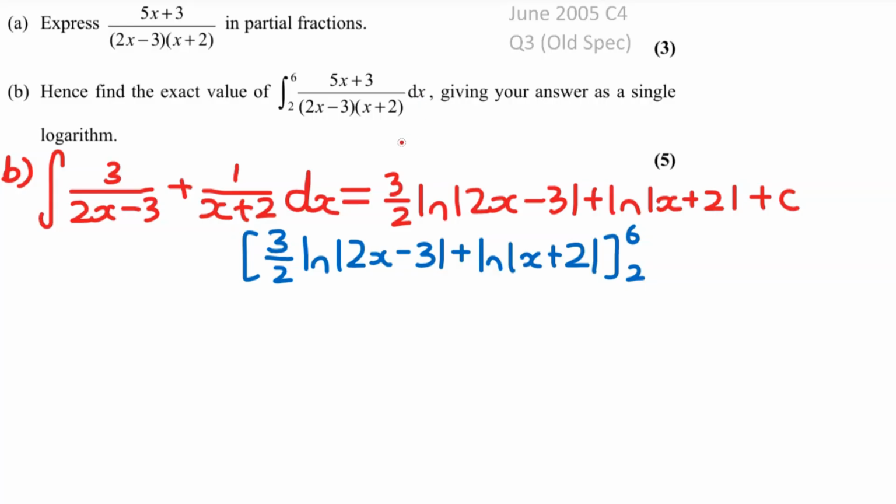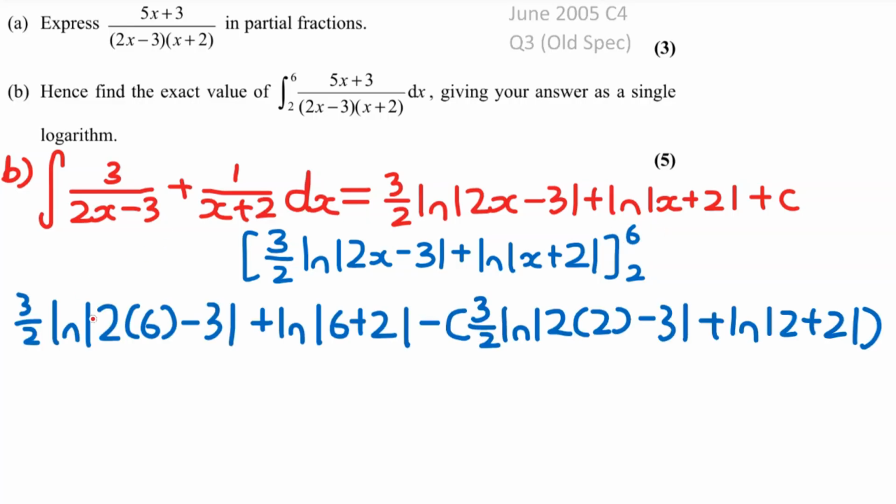Okay, so we've solved this integral here and it's equal to this expression, and now we need to sub in the limits of 6 and 2. So if we start with the 6, it's going to be equal to 3 over 2 and then the natural log of 2, and then instead of x here it's 6, and then minus 3, plus the natural log of 6 plus 2, and then it's going to be minus, and then we sub in the 2, so it's going to be 3 over 2 and then the natural log of 2 times 2 minus 3 plus the natural log of 2 plus 2.